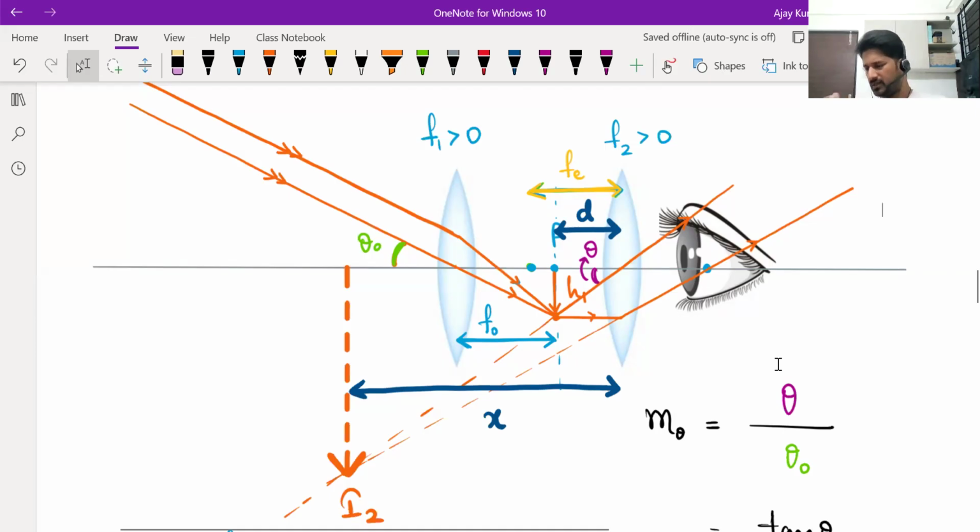Take a screenshot of this. You can take a screenshot, you can see and answer, all that is fine. But you should be able to draw this ray diagram on your own. Practice ray diagrams thoroughly. Now, the question is, obviously the object is at infinity.